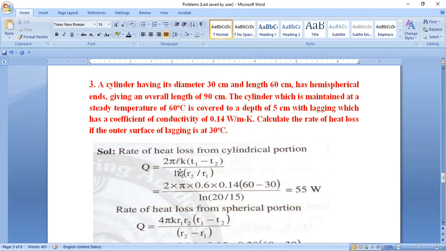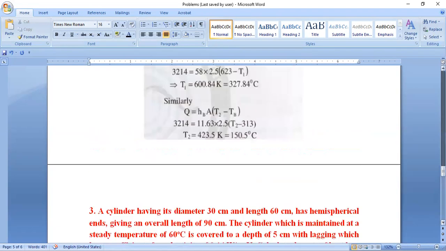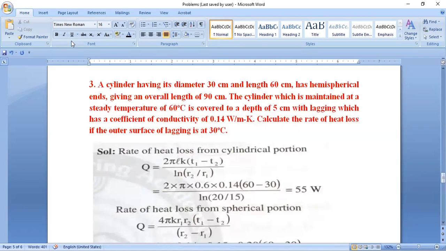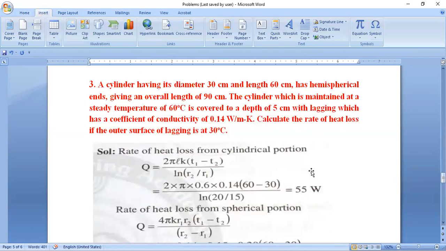Q is equal to 2πL K (T1 minus T2) denominator by ln R2 by R1. See 25, 0.6 L and 0.14. This is the thermal conductivity. This is the length L 0.6. 60 minus 30 and ln 20 by 50. This is the Q is equal to 55 watt.